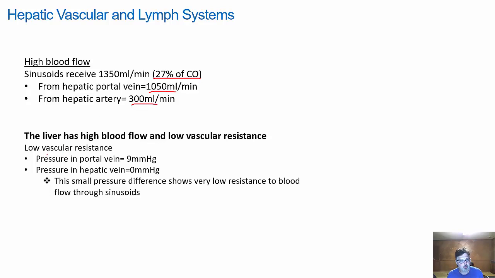Of course, there's also low vascular resistance as you go through the liver. If you look at the portal pressure in a portal vein, it's only 9 millimeters of mercury. That's very low pressure. Notice in the hepatic vein, it's 0, so pretty much close to 0. The point is the difference between these two, the 9 and the 0, is so small that we have very low resistance here to the blood flow through the sinusoids.